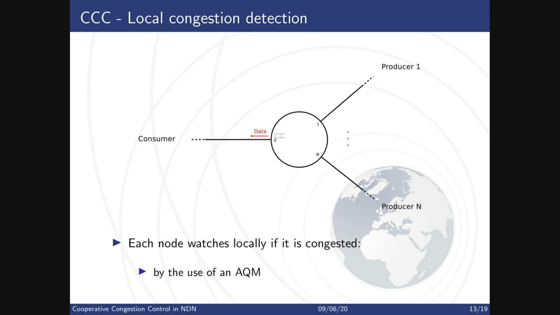For our second principle, the local congestion detection, we chose to use active queue management for our first implementation. But as CCC is a framework, you can use any algorithm you want to detect the congestion.